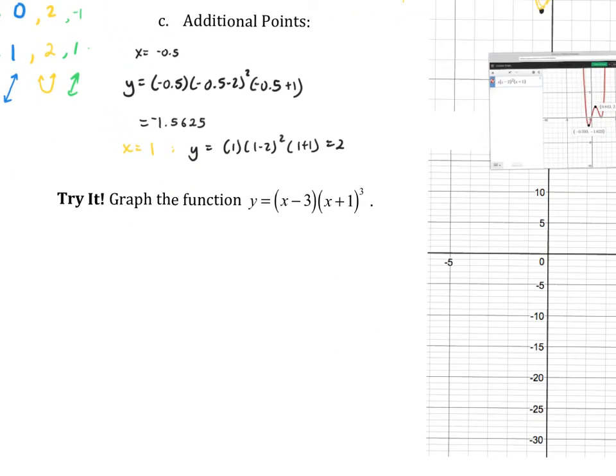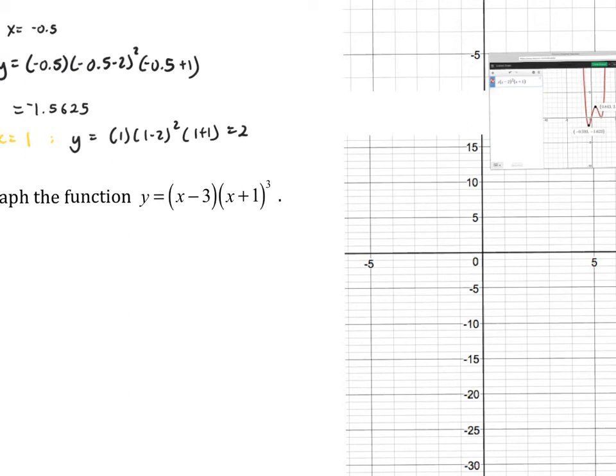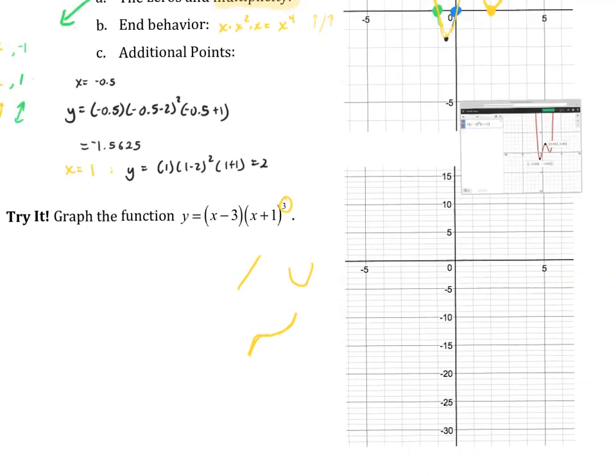All right, your job is to do this one. And let me point out to you here, because of this multiplicity, instead of having a linear or a parabolic, cubic looks like this. Cubic looks like that. So go ahead and attack, kill, destroy that one.